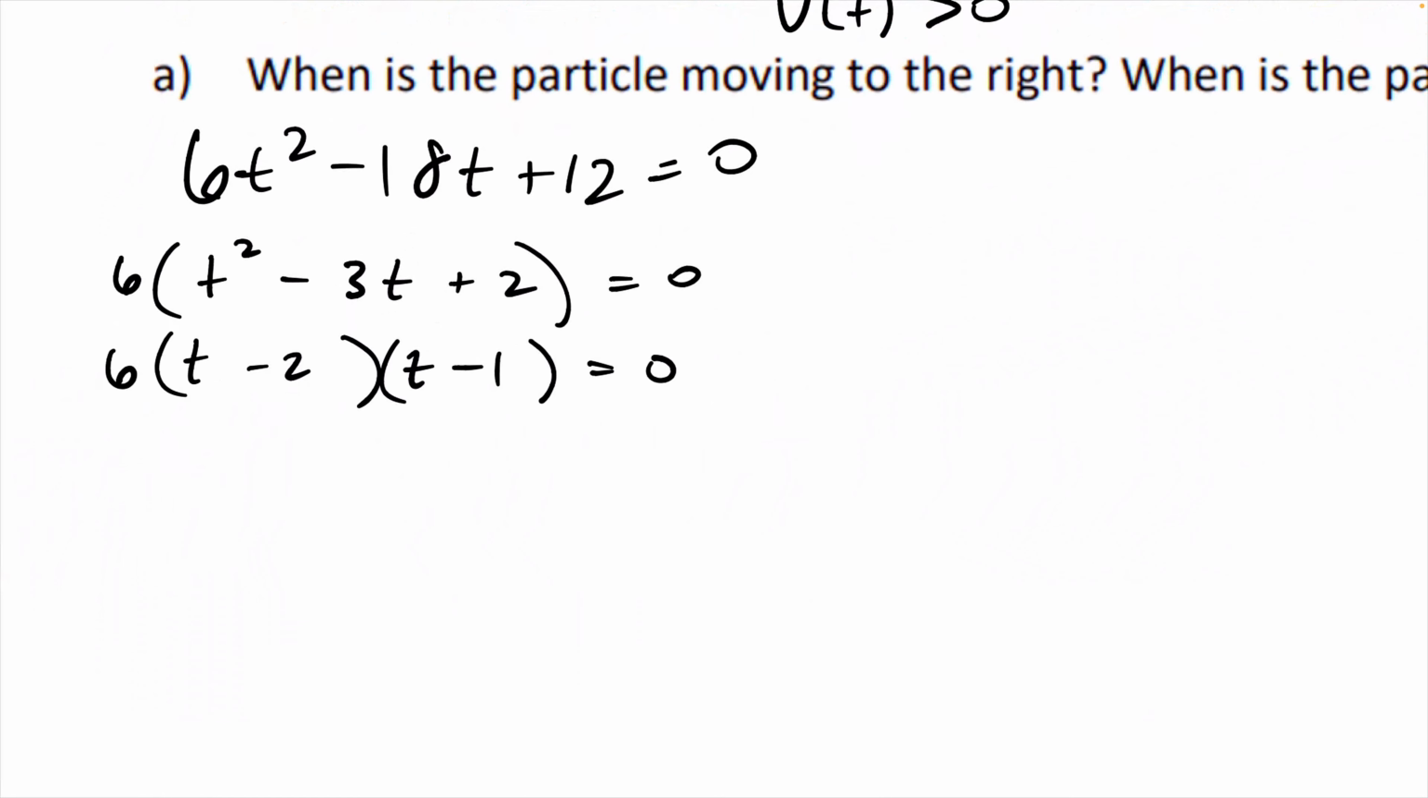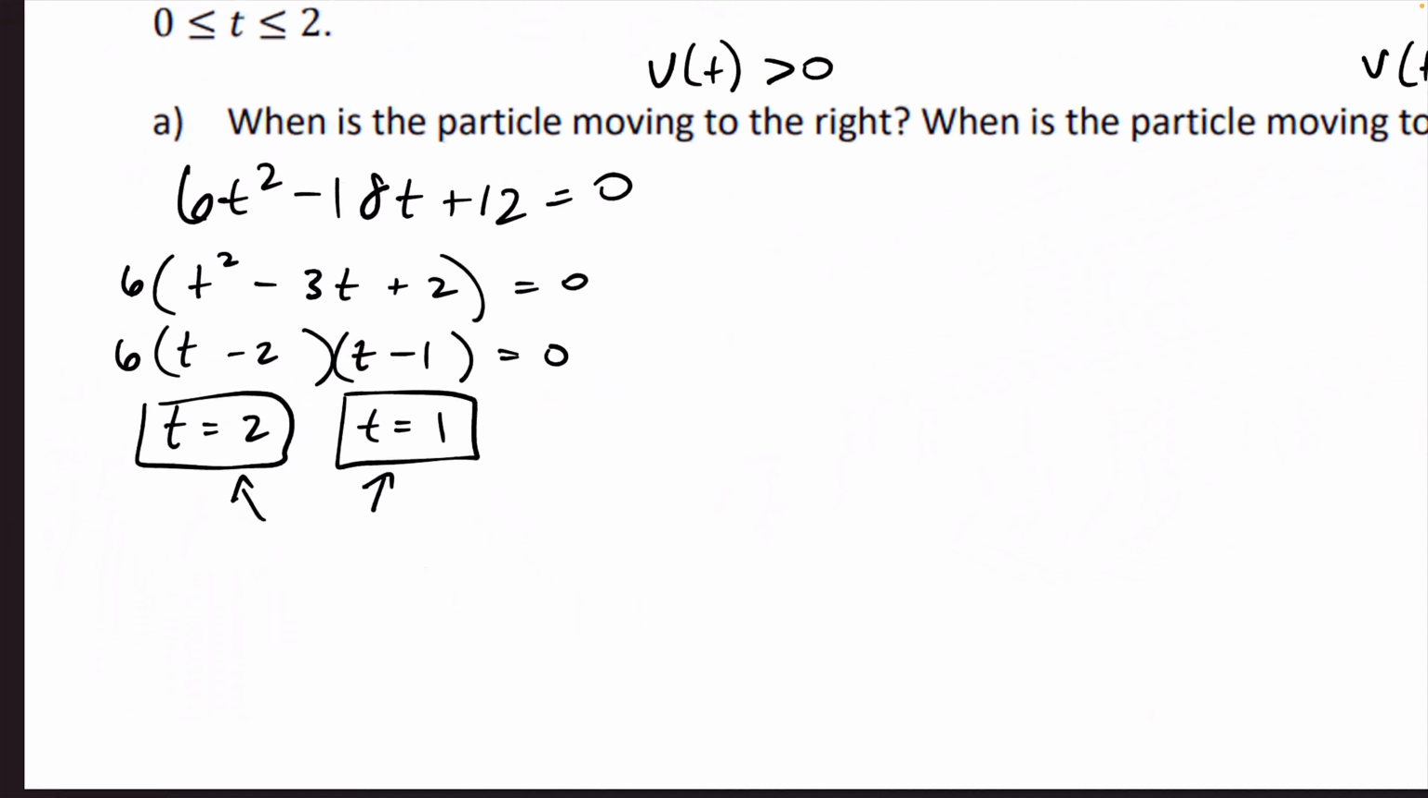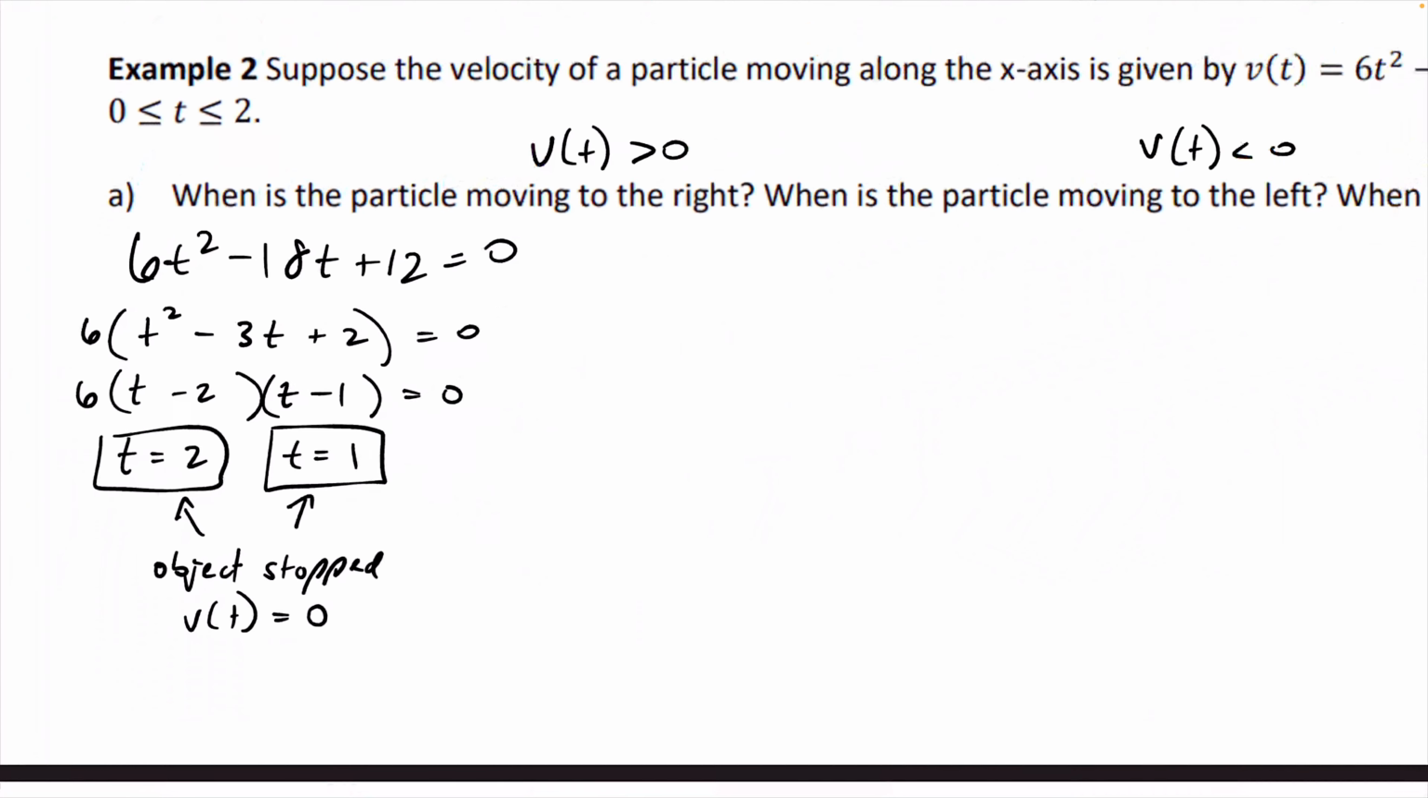So velocity is 0 when time equals what? 2 or 1. And they're both positive, so they're both within the interval, right? So we're good there. So these are when we say the object stopped, or the particle or whatever it is stopped. That's when V of t is equal to 0. That's part of our answer.